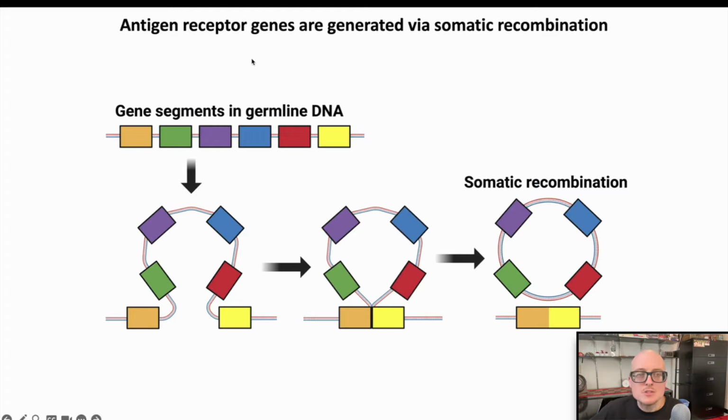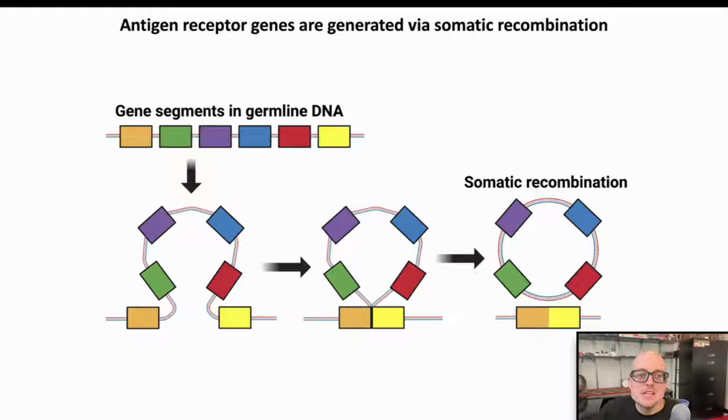So antigen receptors are generated through a process called somatic recombination, again, meaning recombination of the germline DNA in somatic cells, B cells and T cells in our case. And it looks something like this. You can imagine that maybe there is some kind of protein that we want to put together, but we want to make a lot of different combinations, and we don't want to spend too much room, too much real estate in our genome to do so.